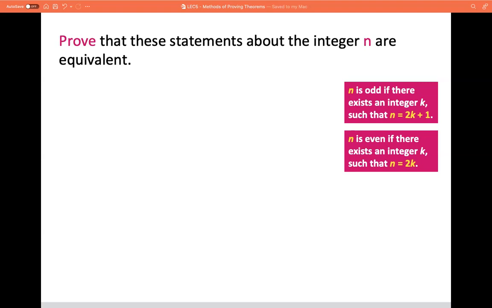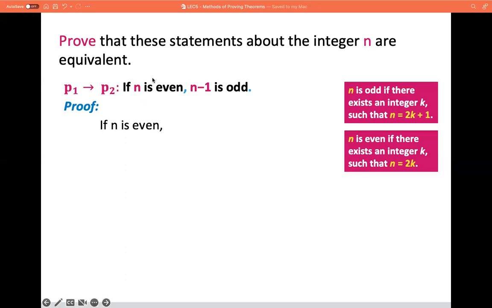So prove these statements about the integer n are equivalent, starting from the first conditional, P sub 1 implies P sub 2. If n is even, then n minus 1 is odd. So we can use a direct proof, starting with the premise, n is even. Assuming that n is indeed even, then n is equal to 2k. Using this premise, let's prove that n minus 1 is odd. So n minus 1 is equivalent to 2k minus 1, since the value of n, which is equal to 2k, came from the assumption that n is even, okay?